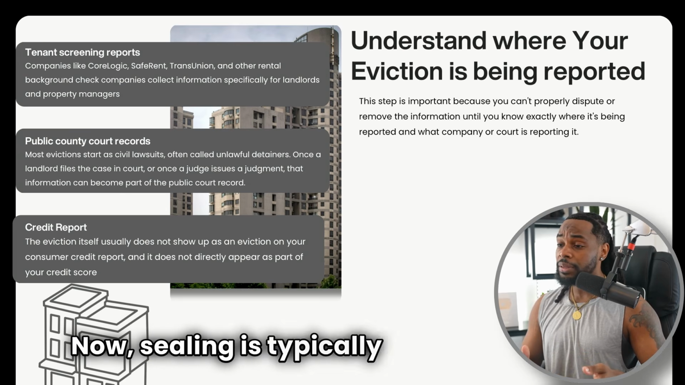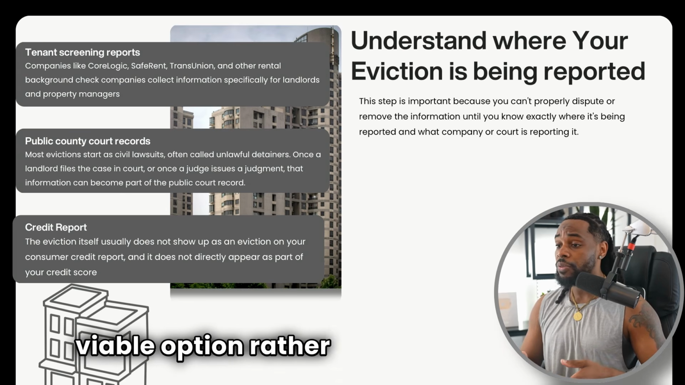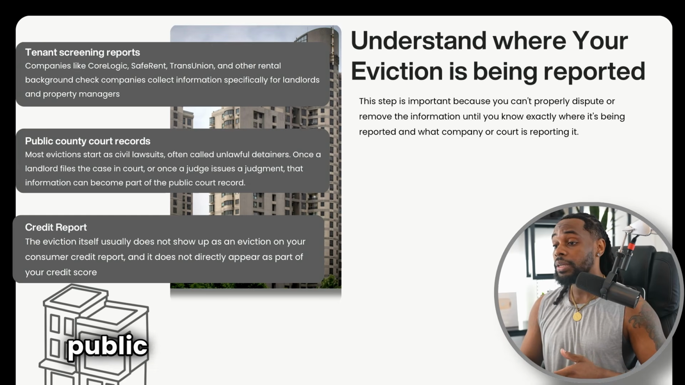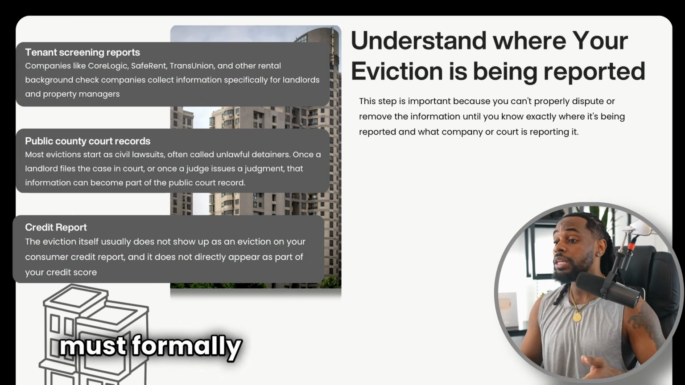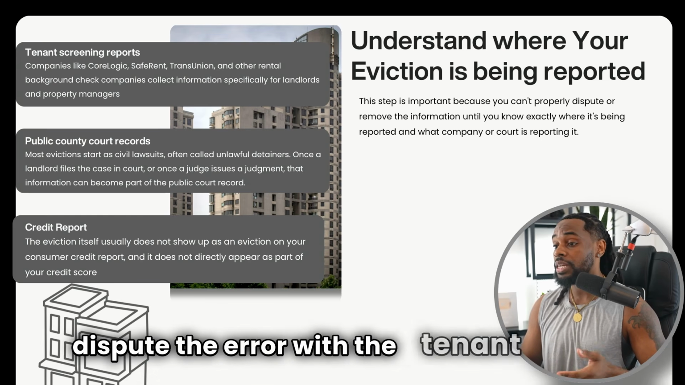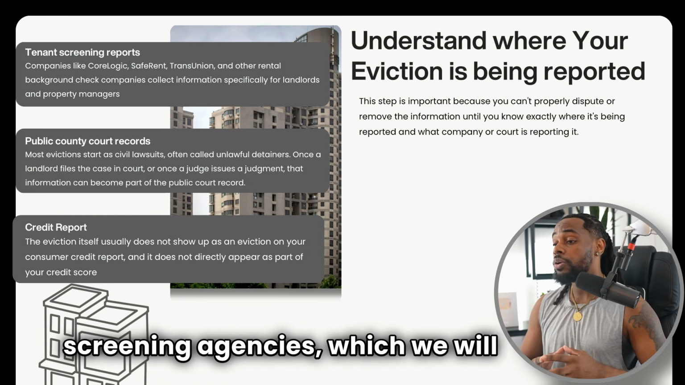Sealing is typically the only viable option rather than actual expungement, as most states, including Nevada, will restrict public access to the case instead of just destroying the actual court file. To remove an eviction from public record for inaccurate filing, you must formally petition the court to expunge or vacate the case and dispute the error with the tenant screening agencies, which we will discuss next.